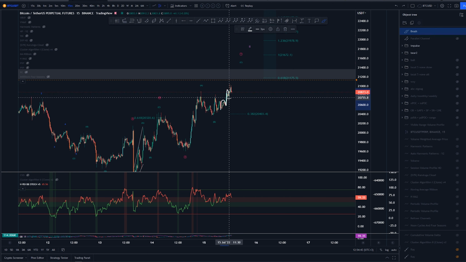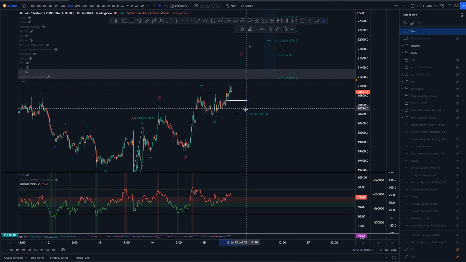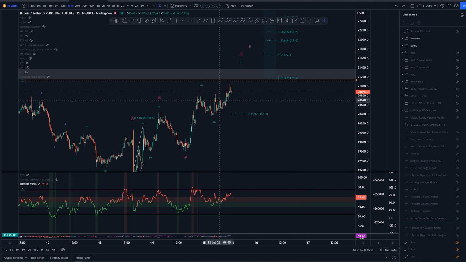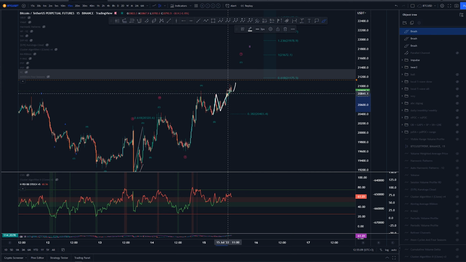Again, 1, 2, 3, 4, and 5. So again, 1, 2, 3, currently making the possible wave 4, and then 5. The invalidation would be around here, around the $20,700 area, when this price would get back to this high here. At that point, we would need to re-establish our count. After that 5-wave move here, we would have this as 1, 2, 3, 4, and looking for that 5.